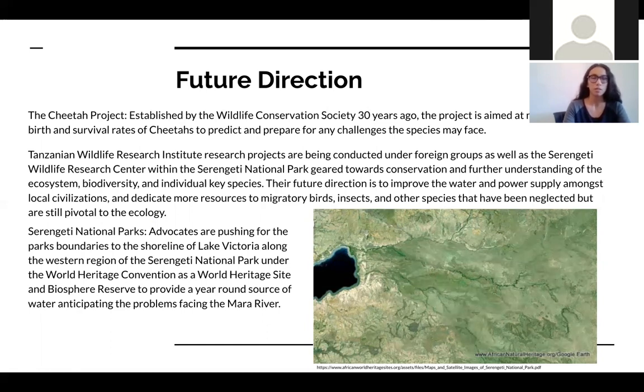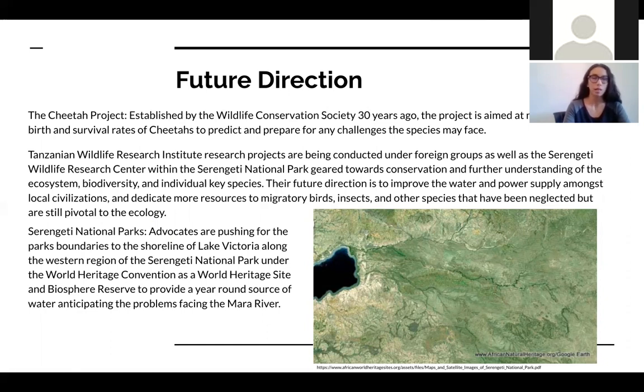Future projects to be implemented are to find a way to improve water and power supply amongst local civilizations, which will reduce the threat of losing the Mara River for the Serengeti, and to dedicate more resources and time to migratory birds, insects, and additional species formerly neglected and not publicly well known. But they are still pivotal to the ecology.